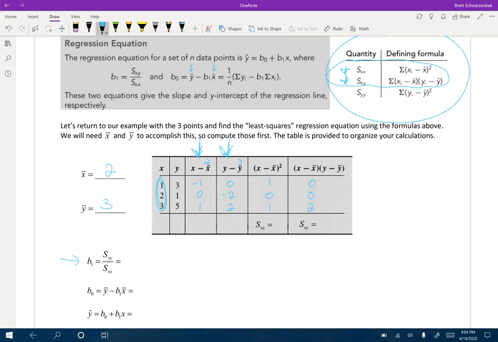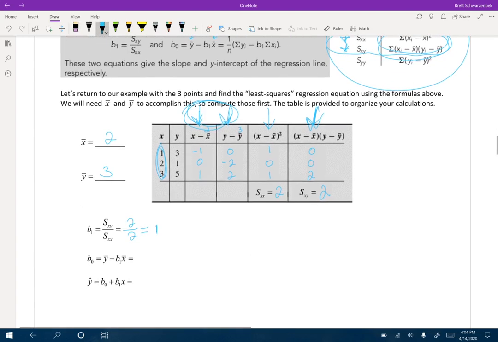Basically, once again, this column is take every x, subtract the mean. This column, take every y and subtract its mean. This column is squaring the x minus x bar column. This column here is taking these two columns and multiplying them. So if you just look right now at these defining formulas over here, SXX is simply the sum of this column right here, which means that's 2. SXY is the sum of this column here, which is again 2. So we should be able to take these over here and get 2 over 2, which is 1. So the slope of this line is officially 1.